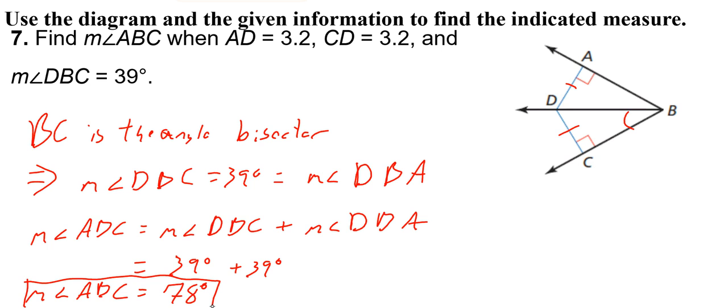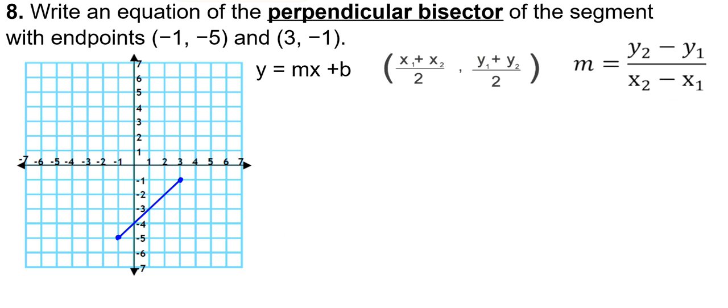Okay. Final example here is we want to write an equation of the perpendicular bisector of the segment with endpoints (-1, -5) and (3, -1). So first thing I'm going to do is identify, I'm going to use 3 different equations that are important. I'm going to need to know my slope-intercept form of a line, because that's going to be my equation that I write as a perpendicular bisector, because this is a line, right?